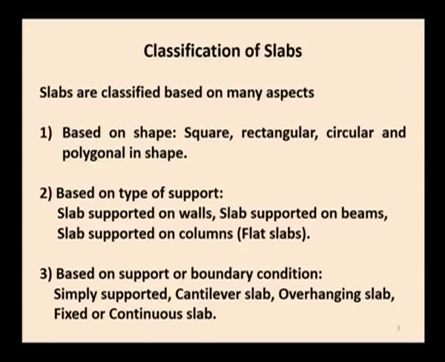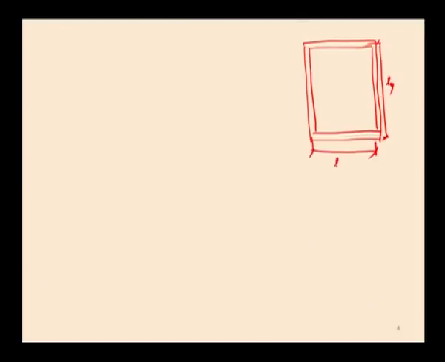The slab may be square, rectangular, circular, or polygonal in any shape. This is the square slab which is supported on 4 walls. Here Ly and Lx are the same. That is, if you take Ly by Lx which is equal to 1, that is the square slab, and it is supported on all 4 walls.